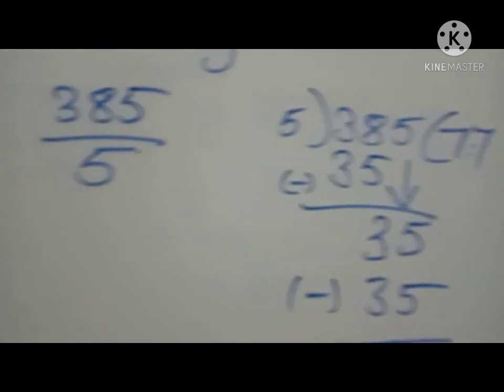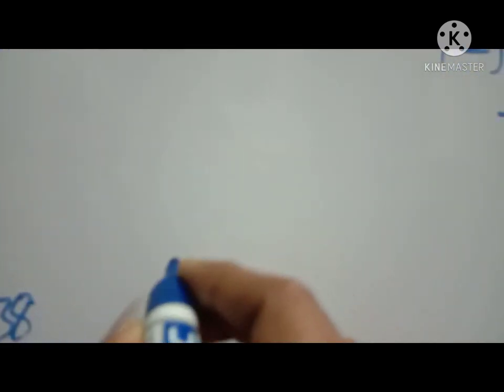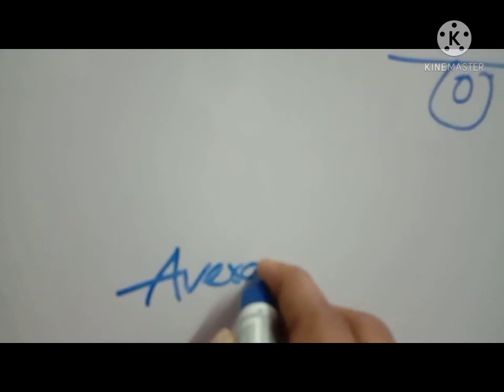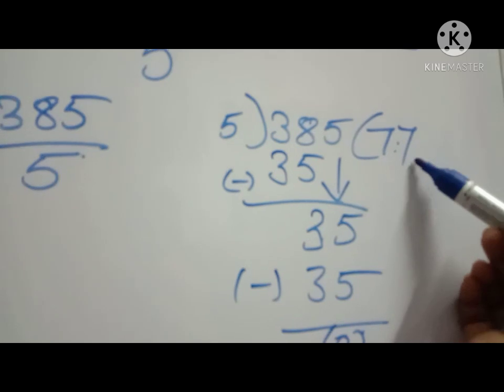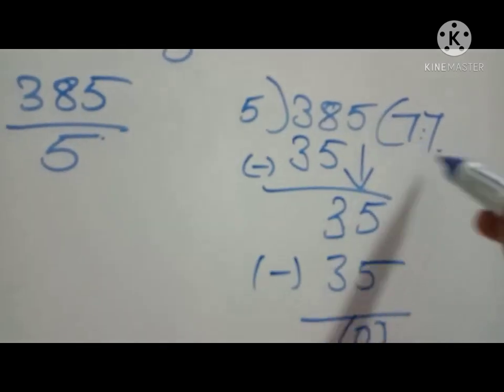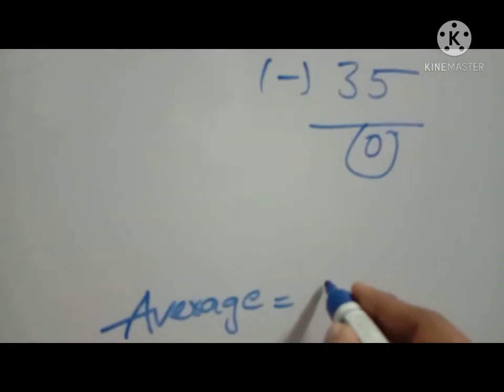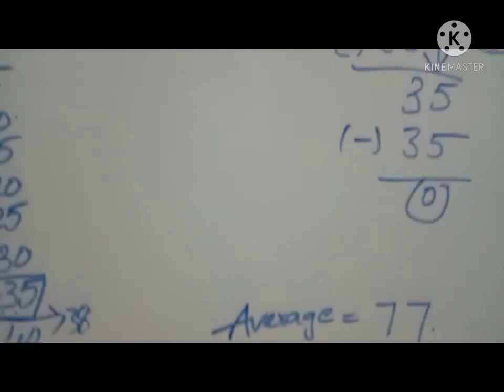So here what is the average? Tell, what is the average here? Average is equal to, here the quotient is there, no? Whatever quotient we get, that becomes the average. So average is equal to 77.